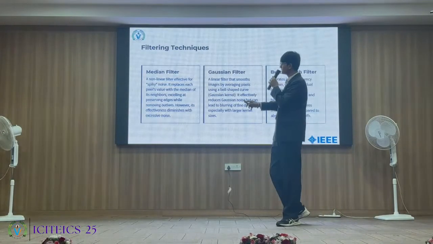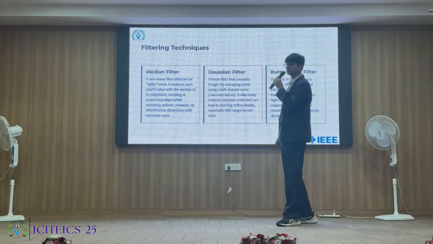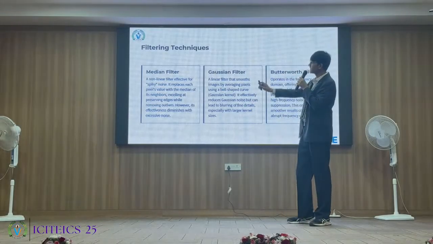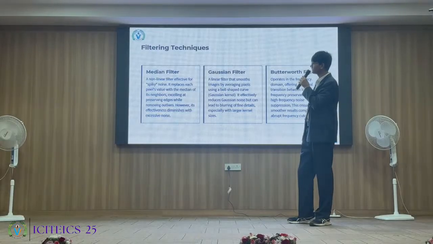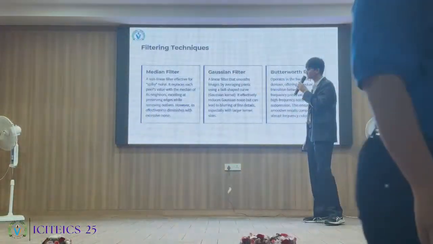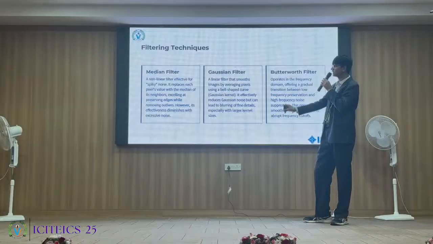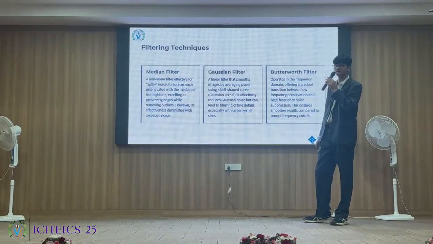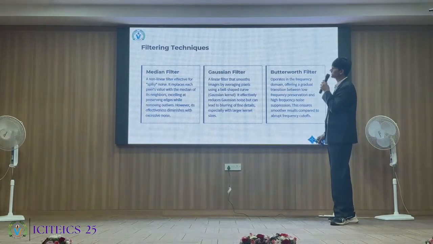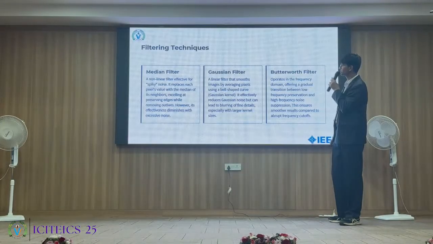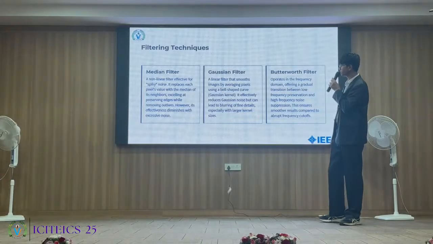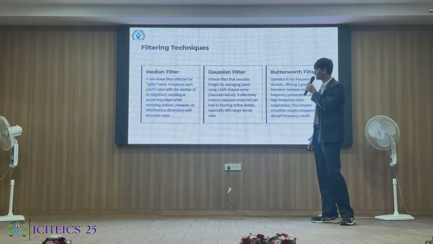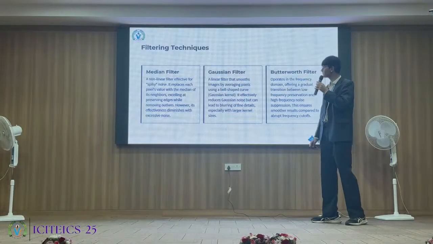So we have used these three types of filters to reduce the noise in our image. The median filter is a non-linear filter effective for spiky noise. It replaces each pixel's value with the median of its neighbors, excelling at preserving edges while removing outliers. However, its effectiveness diminishes with excessive noise. A Gaussian filter is a linear filter with a bell-shaped curve. It effectively reduces Gaussian noise but can lead to blurring of fine details, especially with large kernel sizes.